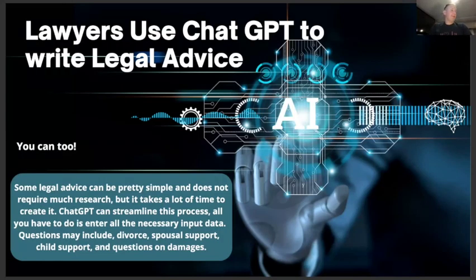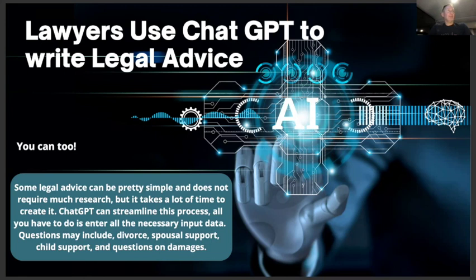There are many hits that you can dig up on the internet about how lawyers are now using ChatGPT to write legal advice. And I guess the message here is, if the lawyers are using ChatGPT to write legal advice, then you can too.